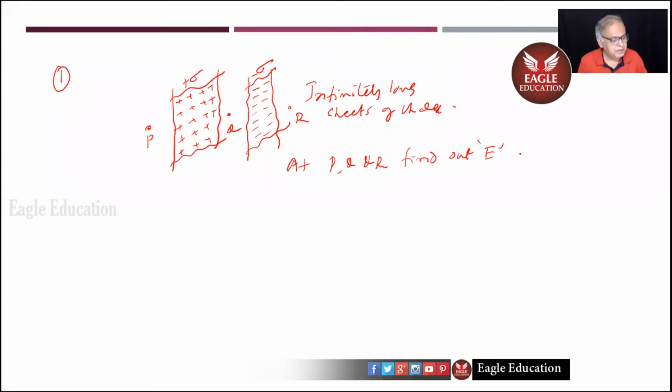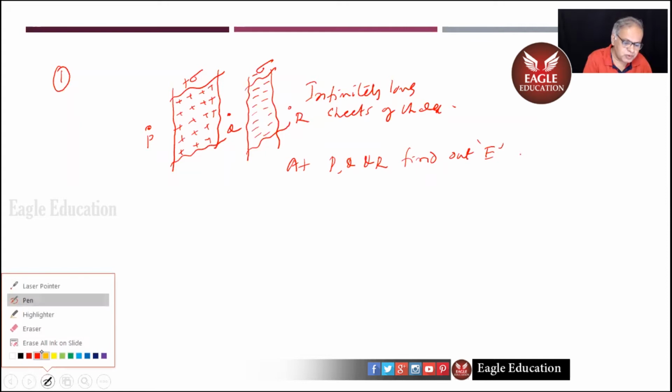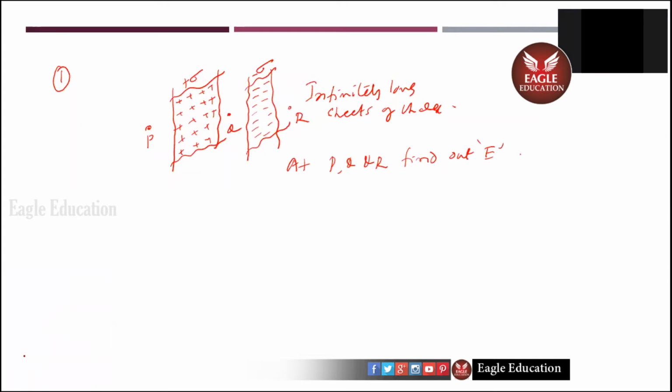So it's not a difficult question, children. Even if it is going to be wrong, say something. Sir, it will be sigma by 2 epsilon. That formula to be used, you mean to say? Yes, sir. Okay, let us use that formula.